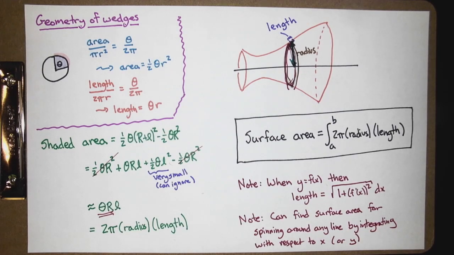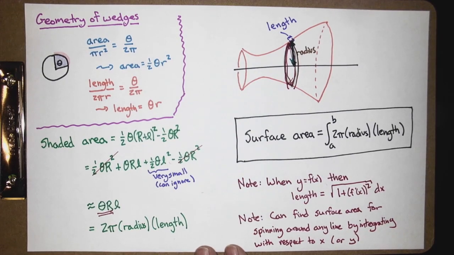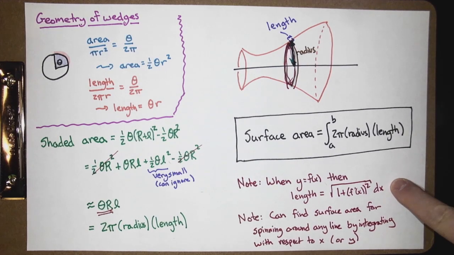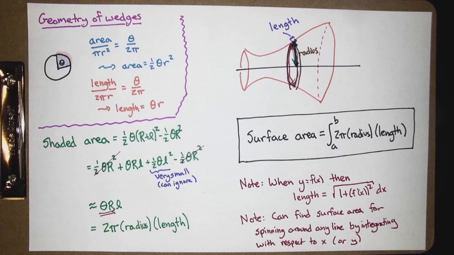Now, the length of the little piece will vary depending on the setting, but we just learned a setting, which is when you have y equals f of x, then that length is the square root of 1 plus f prime of x squared dx. We'll learn other settings as well, so we want to leave it as generic length so that we can adapt to other situations.